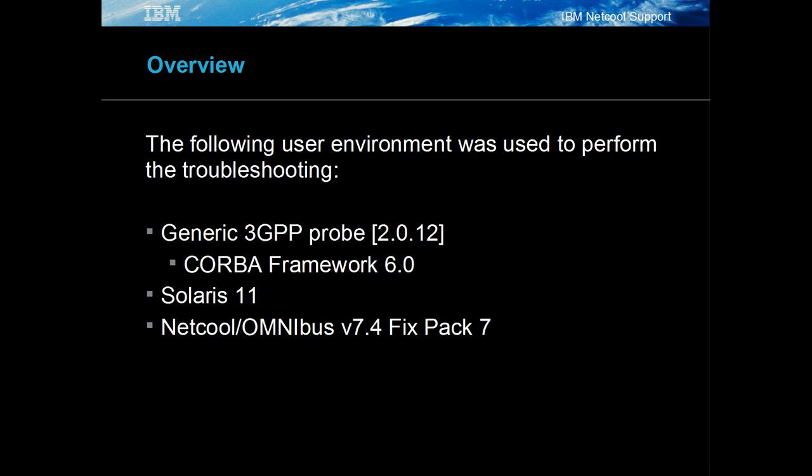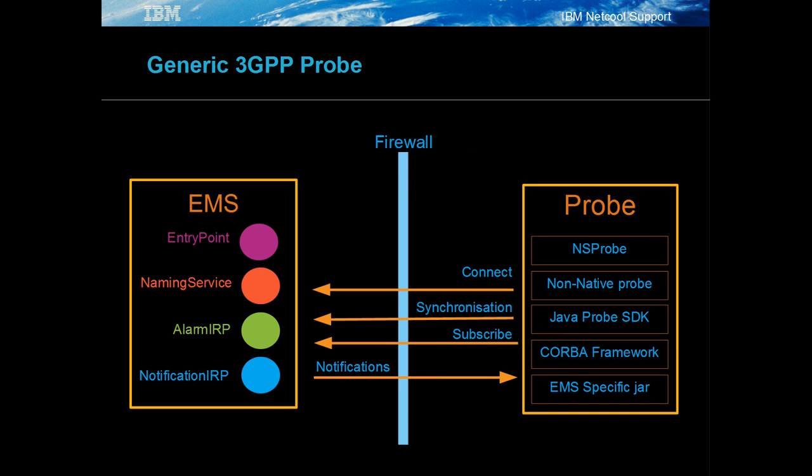For this session, the generic 3GPP probe was used with Netcool Omnibus 7.4 on Solaris. The generic 3GPP probe can connect to the EMS using the entry point IRP or by using the naming service. The probe is a non-native Java probe and runs as two processes: one for communicating with the EMS and the other for sending events to the object server. The generic 3GPP probe receives events from the alarm and notification IRPs.